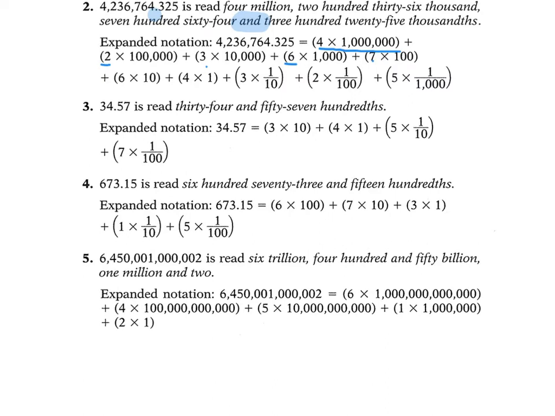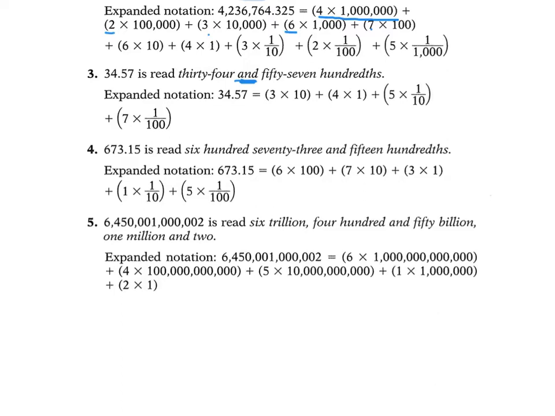So next we have number 3. We have 34.57. We would read this as 34 and, since we have a decimal, 57 hundredths. In expanded notation, we would have 3 times 10 plus 4 times 1 plus 5 times 1/10 plus 7 times 1 over 100.